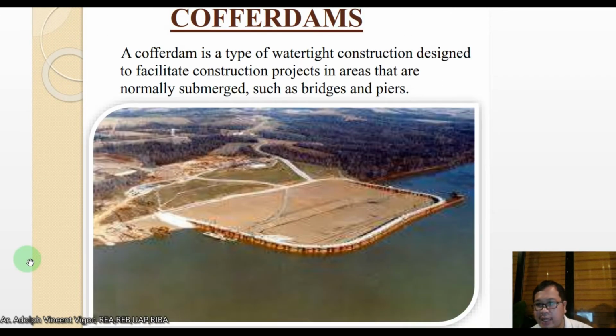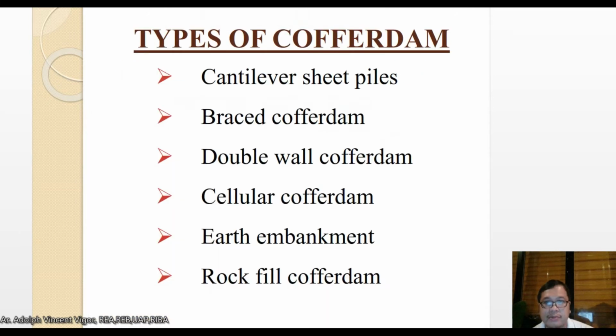The next are cofferdams. A cofferdam is a type of watertight construction designed to facilitate construction projects in areas that are normally submerged, such as bridges and piers. When you say piers, that's another term for column. The types of cofferdam are cantilever sheet piles, braced cofferdam, double wall cofferdam, cellular cofferdam, earth embankment, and rock fill cofferdam.